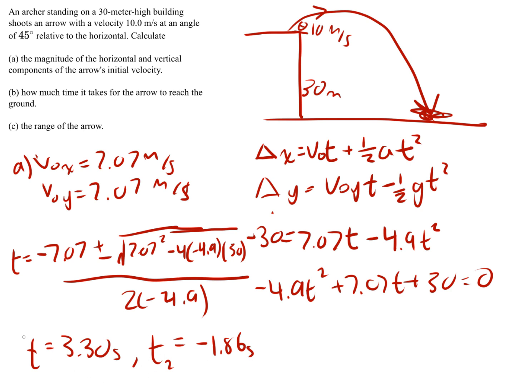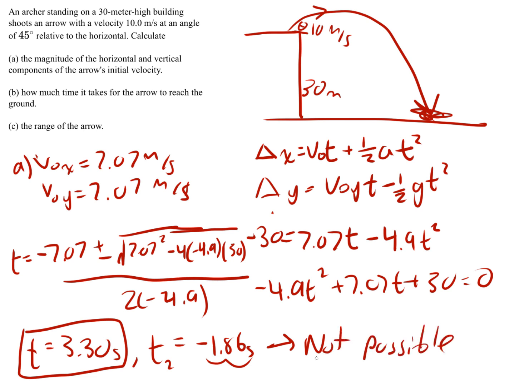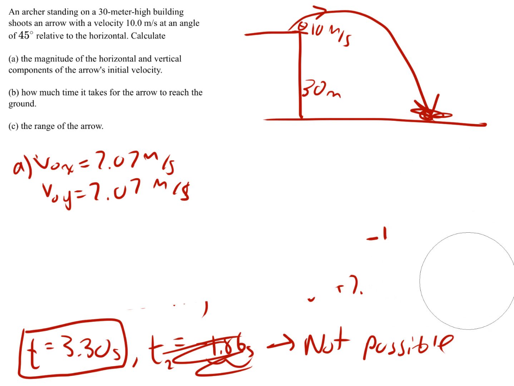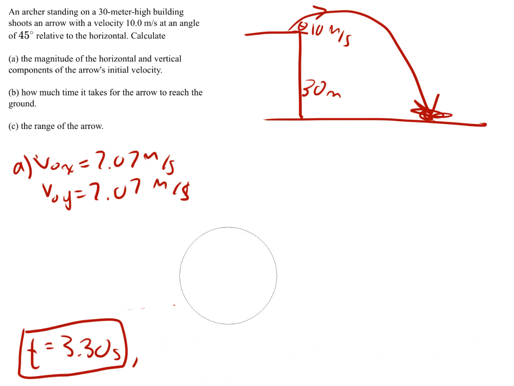And out of these two, you need to actually pick which one is correct. In this case, it would be the first one of 3.3 seconds, since you can't have a negative time interval. So this one here is simply not possible. There is no negative time interval, so we can ignore this one. So we have figured out the time that it was in the air from that equation. So for B, the time that was in the air is about 3.3 seconds.